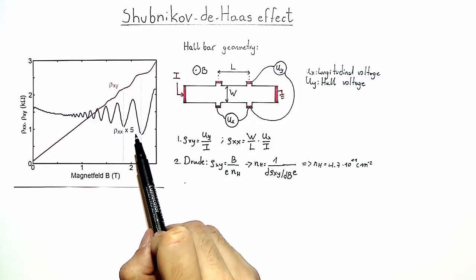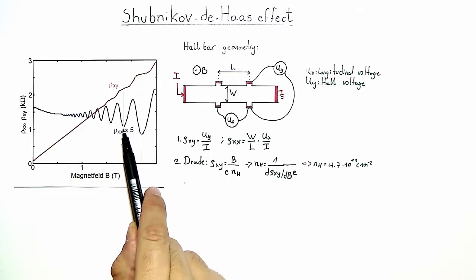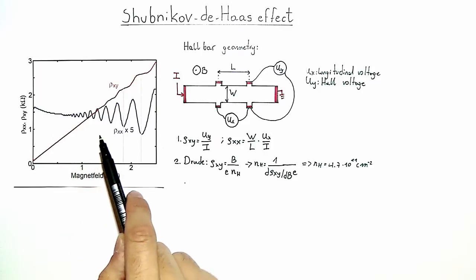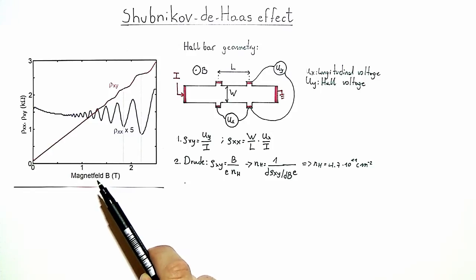And these oscillations are not a classical effect, they are a quantum mechanical effect. And they arise due to the formation of Landau levels in the perpendicular magnetic field. And these Landau levels lead to a density of states, which oscillates as a function of magnetic field. And these oscillations are periodic in 1 over B. So they're not periodic in the magnetic field. So if we look at these minima, say, they are not equidistant in magnetic field. But if we were to plot this rho xx as a function of the inverse magnetic field, then we would see that they are periodic in it.